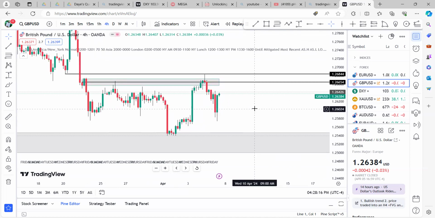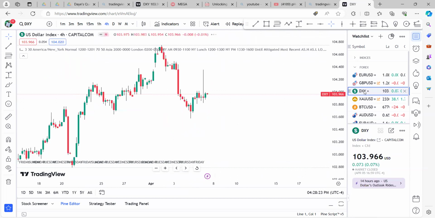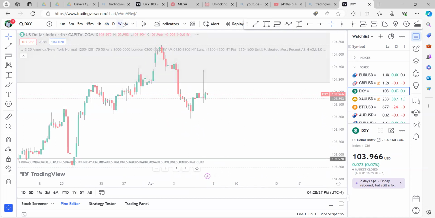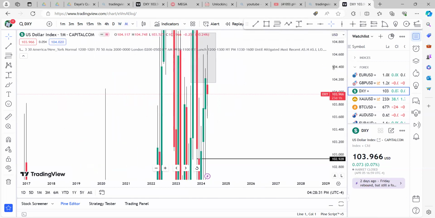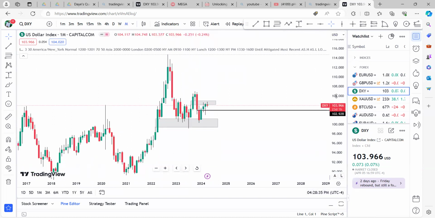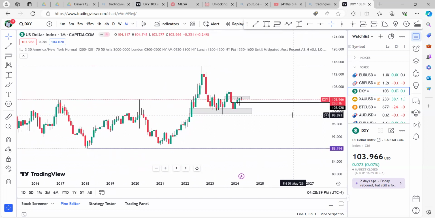So when we come to this week, as you know, I start my analysis using the DXY, which is the dollar index. Yes, so you have to go to the monthly and see what the monthly chart is telling us because price has everything to follow.